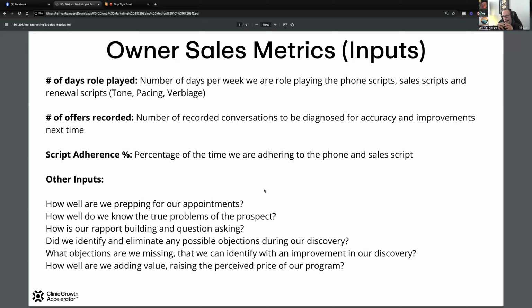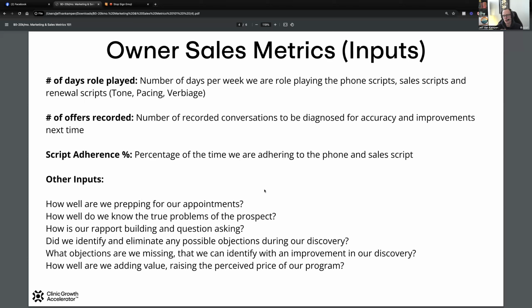Number of days role played. That's the number of days that we spent practicing the phone scripts, the sales scripts, and the renewal scripts. We want to track our tone, our pacing, our verbiage. We want to listen to the calls, and we want to be able to get better across time. We want to be able to role play the tough conversations when it comes to the phone call of new patients, the report of findings, and the day one consultation. All of that needs to be role played. And within that, we're going to be tracking, again, tone, pacing, verbiage, all that kind of stuff.